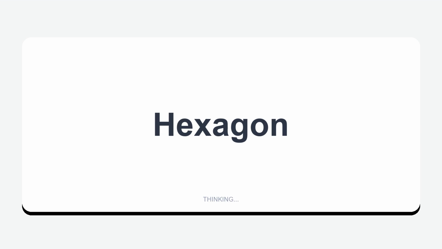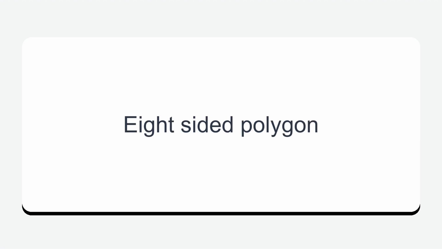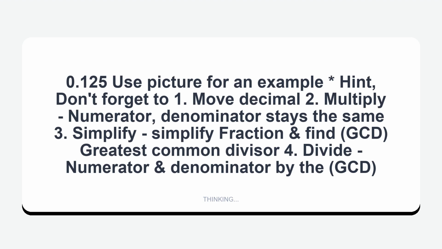Hexagon. 8-sided polygon. 0.125. Use picture for an example. Hint, don't forget to: 1. Move decimal. 2. Multiply numerator; denominator stays the same. 3. Simplify the fraction and find the GCD, greatest common divisor. 4. Divide numerator and denominator by the GCD.